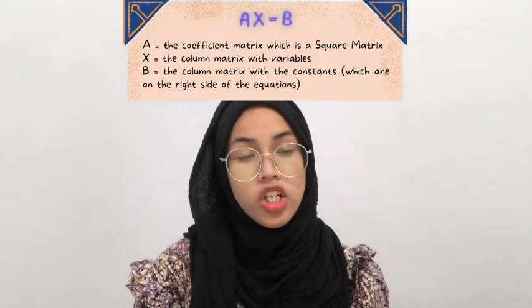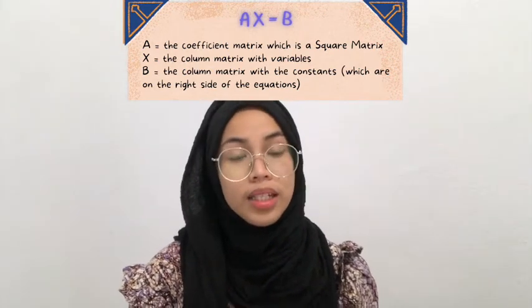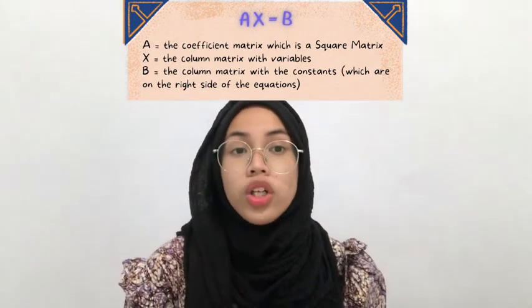Cramer's rule is one of the important methods applied to solve a system of equations. In this method, the values of the variables in the system are calculated using the determinants of matrices. Thus, Cramer's rule is also known as the determinant method. Let us consider a system of equations in n variables x1, x2, x3, and so on, written in matrix form as AX equals B, where A is the coefficient matrix, which is a square matrix, X is the column of variables, and B is the column of constants on the right side of the equations.